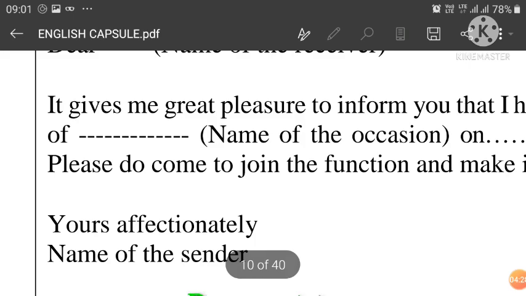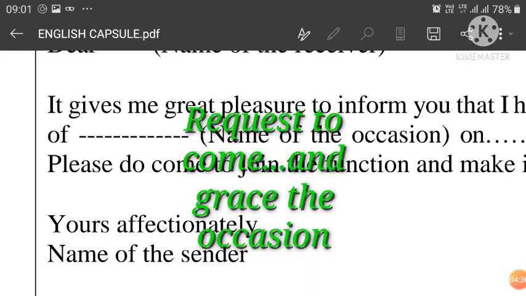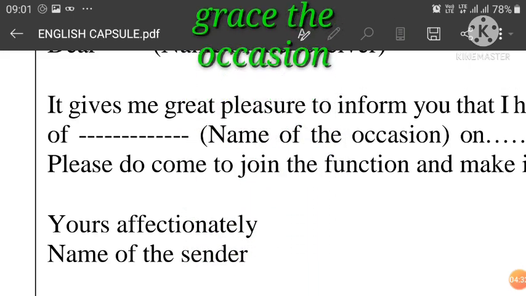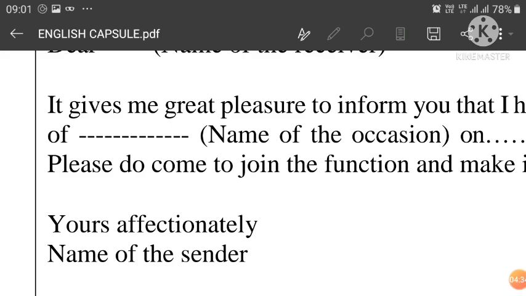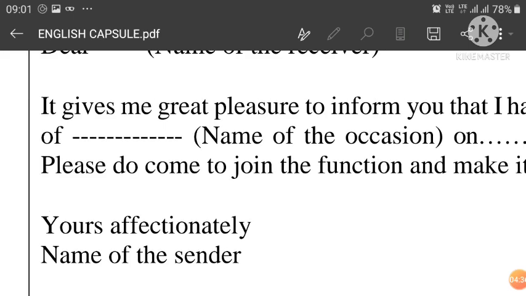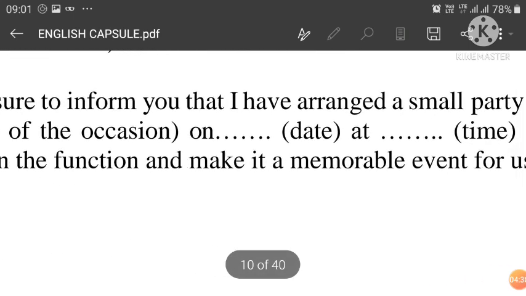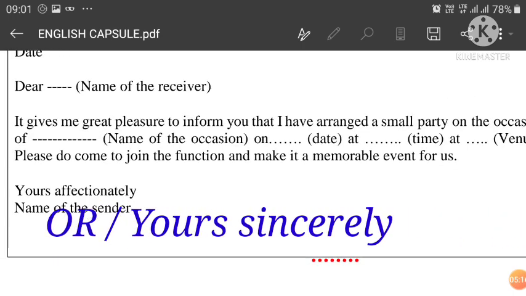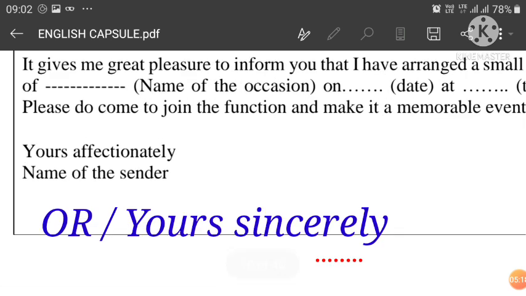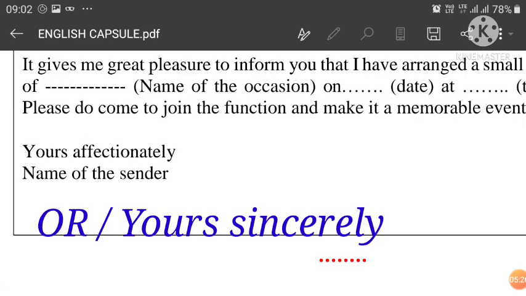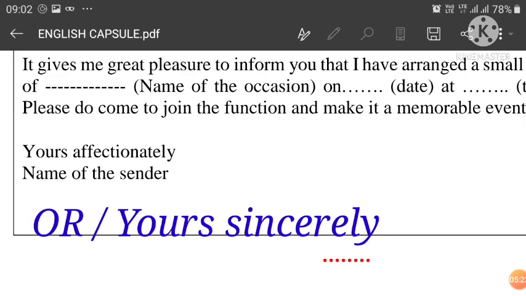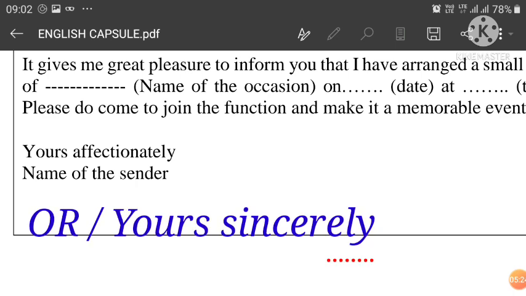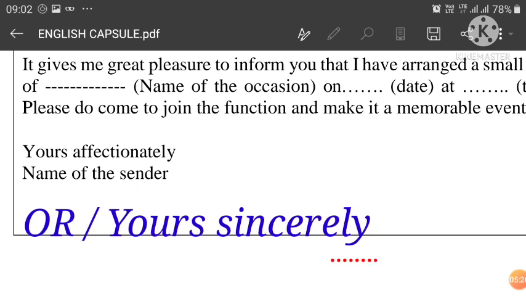and the next line comes as this: please do come. Now you are insistent over here, you are little informal as well. You could say please do come to join the function and make it a memorable event for us. Leave a line and write yours affectionately, or yours even lovingly, because you are friendly with the person. Yours affectionately, and then write your own name of the set.